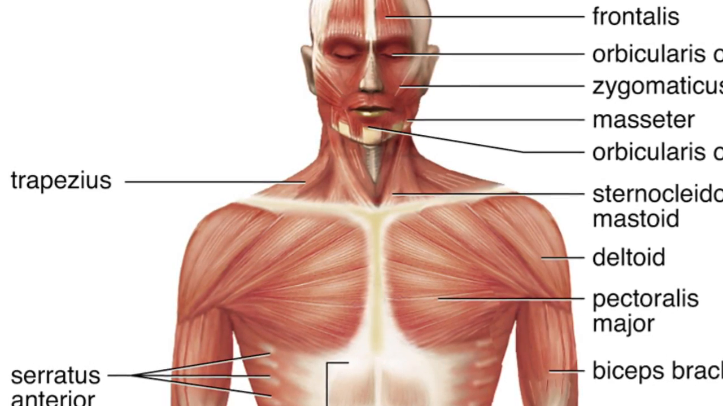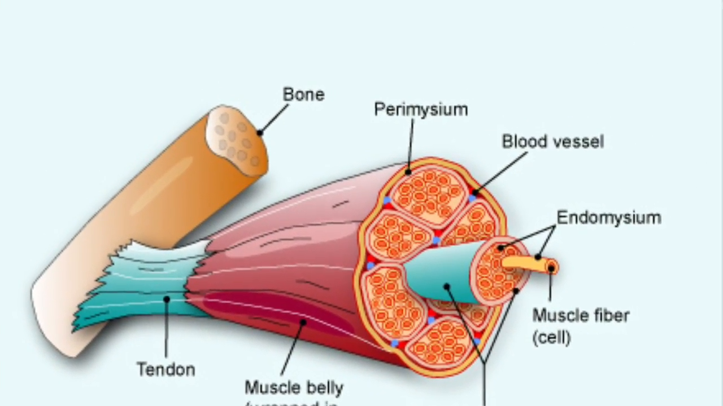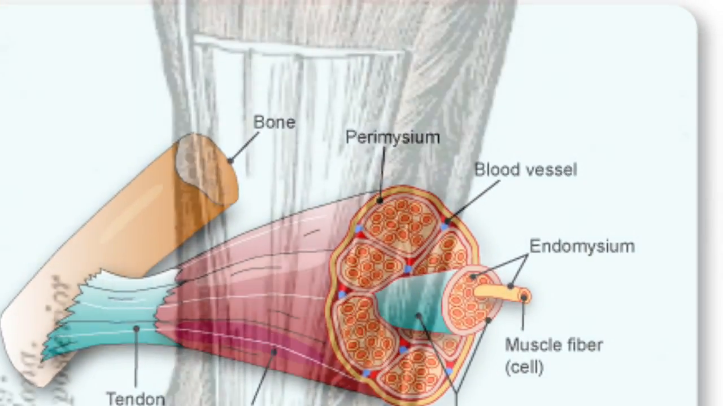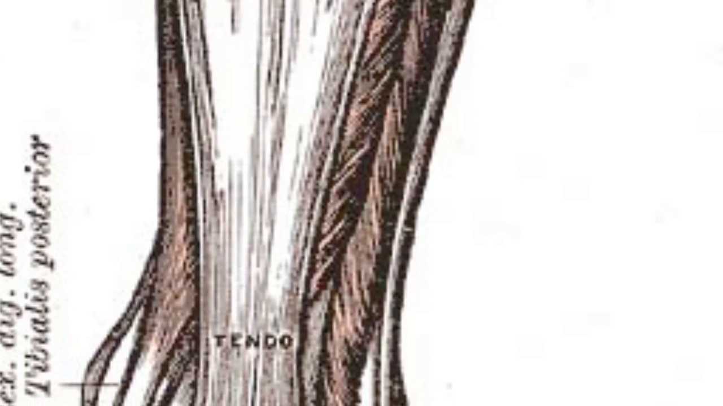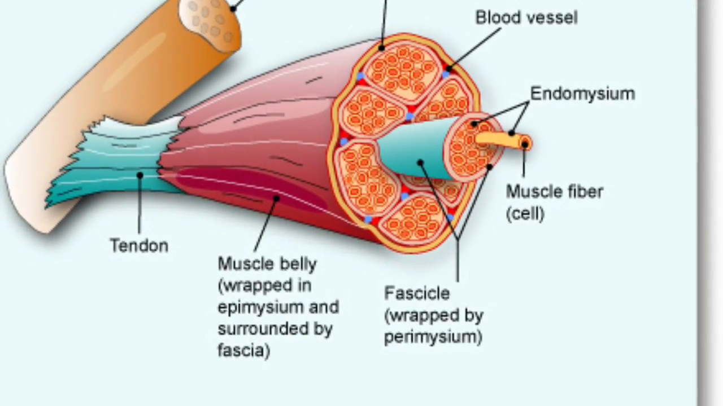Movement is made through contraction of skeletal muscles. Skeletal muscles are composed of muscle bellies which have many muscle fibers in them. These muscles are connected to the bones by tendons, which are made up of connective tissue. The muscles are covered by a tissue called the epimysium.